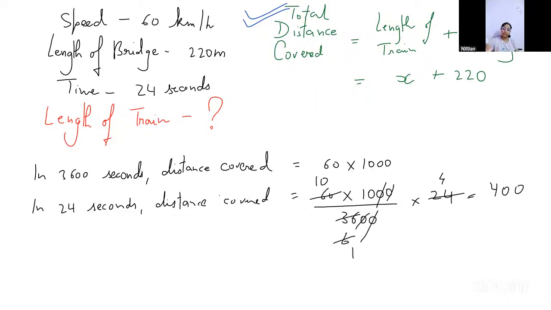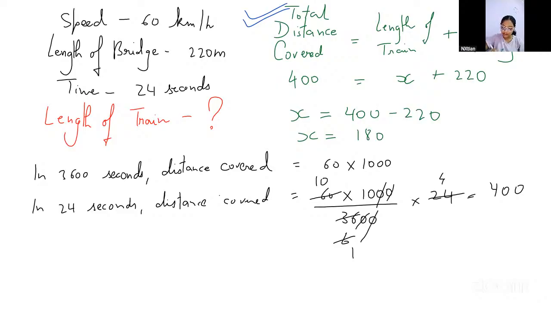Ma'am, here, is the length of the train 180 meters? Yes, Abraham. You have to minus the length of the bridge from the total distance. So basically it is the opposite of what we did in the previous question. So to find out x, I'm going to do 400 minus 220. X is how much? 180.